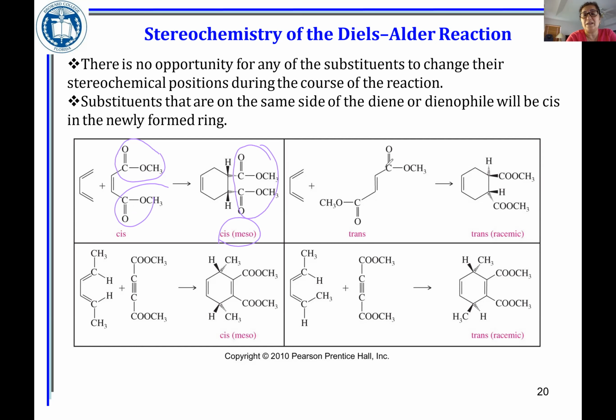If your dienophile is trans, you see that these groups are on the opposite sides of the carbon-carbon double bond. If your dienophile is trans, then these two groups on the cyclohexane would show on opposite sides. So you have a solid triangle and you have a dashed triangle. So they would be trans. So if you have a trans dienophile, it would yield a trans product.